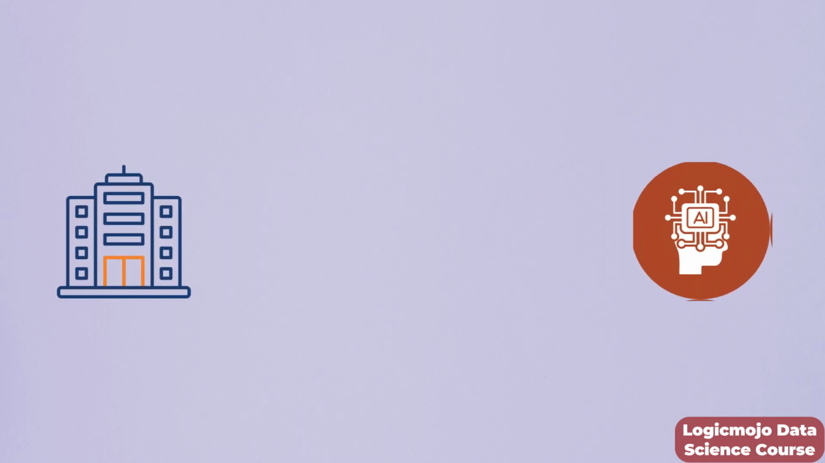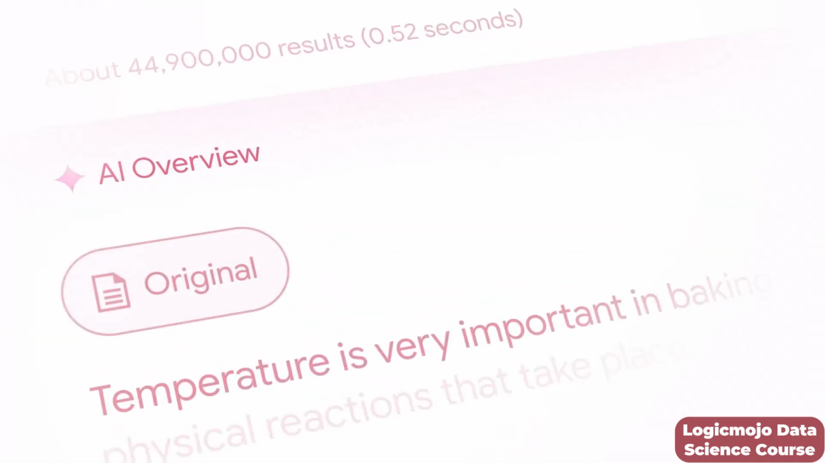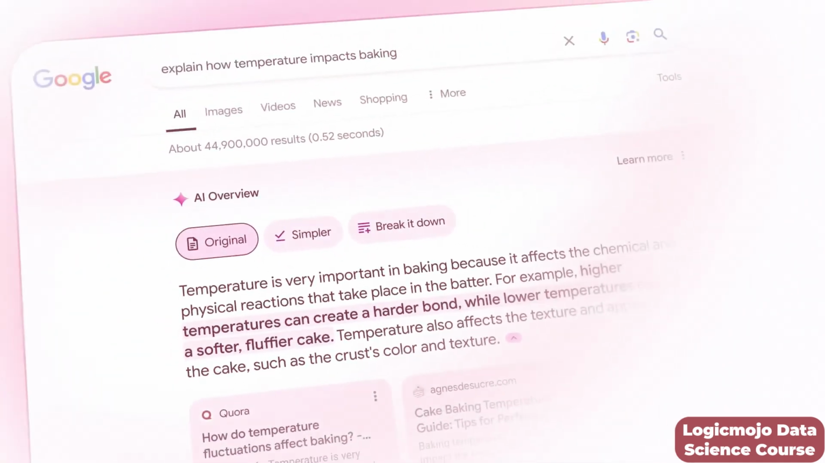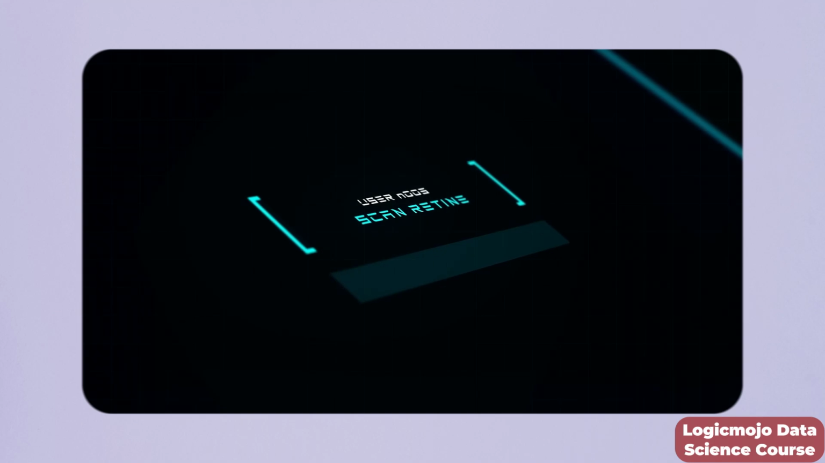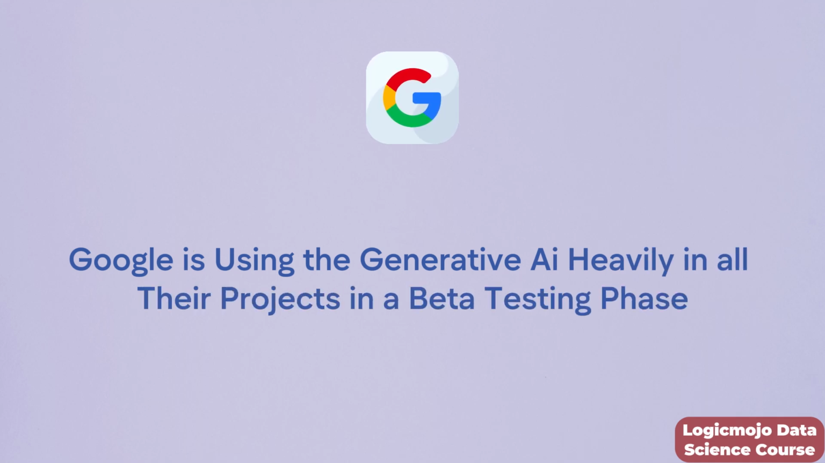Nowadays, almost every company is using generative AI. In fact, right now, if you do a Google search, you can see at the top there is written featured snippet and Search Labs AI overview. Well, it generates a summary of long-form content, and that is because of generative AI only. So Google is right now using generative AI heavily in all their projects in a beta testing phase.